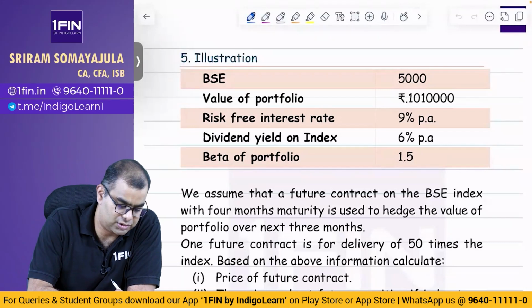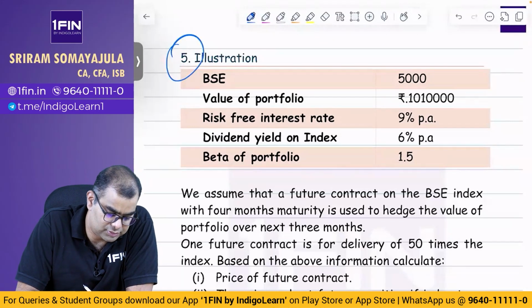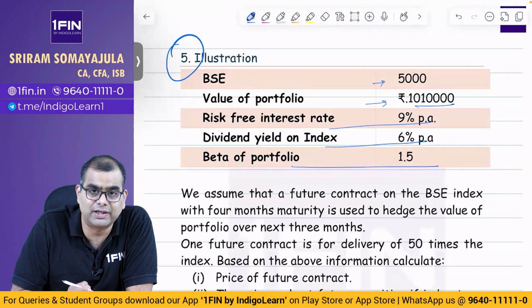அடுத்த ப்ராப்ளம் பண்ணலாமா? கொஸ்டின் நம்பர் 5. BSc value is 5,000. Value of portfolio is 10 lakhs 10,000. Risk free interest rate 9%. Dividend yield on index 6%. Beta of portfolio 1.5. Beta question என்ன வரேன்.